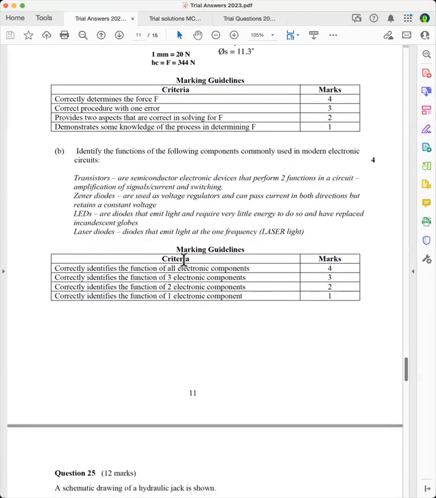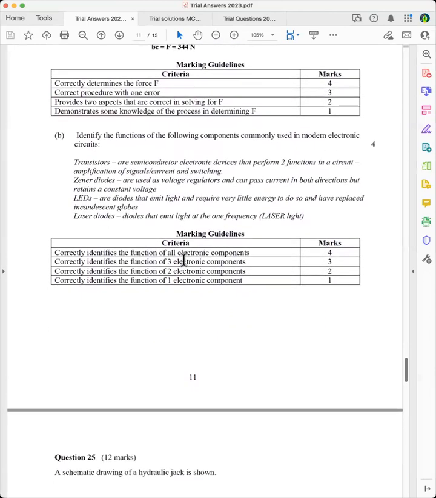Worthwhile learning that because it's quite easy once you get the hang of it. Identify the functions of the following components commonly used in modern electronic circuits. Now, there's no excuse. A person diligently studying this will study these. And so transistors, no verbose explanation, just put transistors dash. They're semiconductors, and they perform two functions. It's amplification and switching.